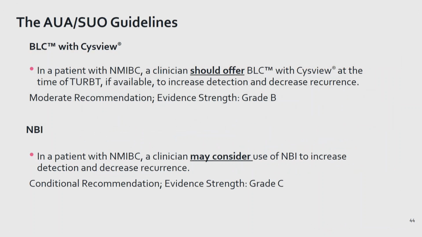So the AUA and SUO guidelines that came out essentially reflect everything that I've talked about. They say for blue light with Cysview in a patient with non-muscle invasive bladder cancer, a clinician should offer blue light cystoscopy. Evidence strength is grade B. For NBI, it's pretty much the same jargon, but rather than saying should offer, because it's evidence strength grade C, the guidelines say may consider.